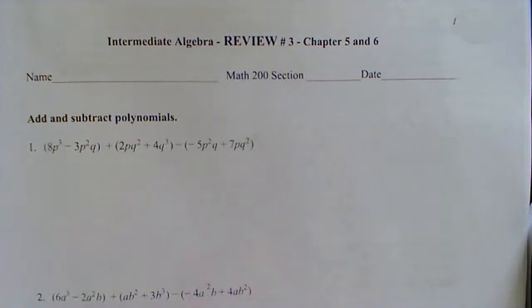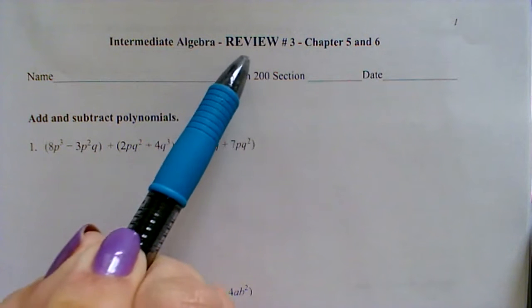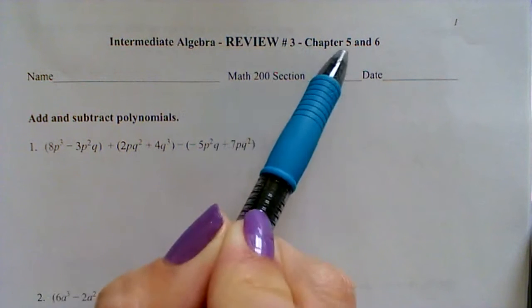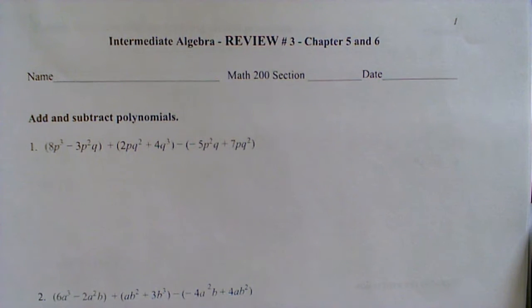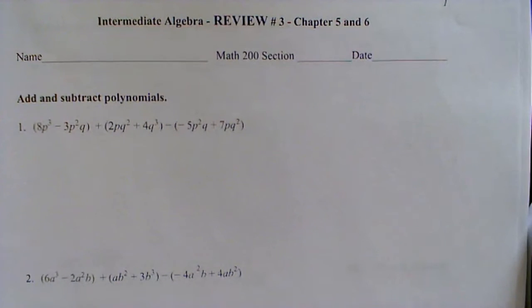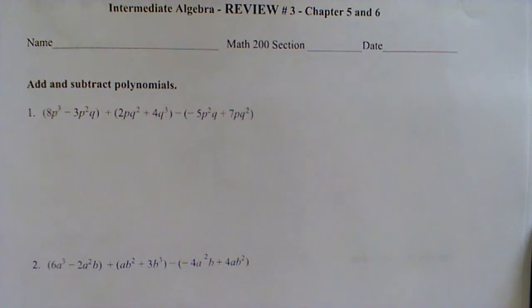All right. So this is review number 3, chapters 5 and 6. We have 20 questions in the exam. So I have about, I want to say, 40 questions here, so we're just going to do half of them. The other half, remember that they are posted in Blackboard, in exams and reviews. And this will be posted there too.